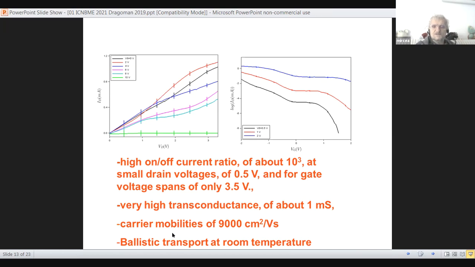and it is a ballistic transport at room temperature because the roughness of the oxide is very small, so graphene can be transferred without making defects. The roughness is about 0.1 nanometer. It's very low. High on-off ratio. And of course, the distance between drain and source is very small, I think it's 200 nanometers. The carrier mobility is high, it's 9,000. It's very high.